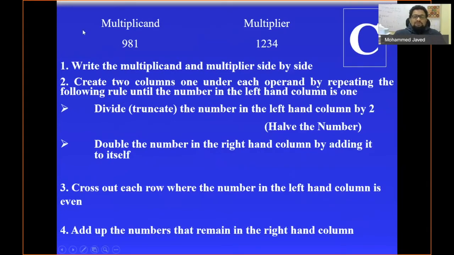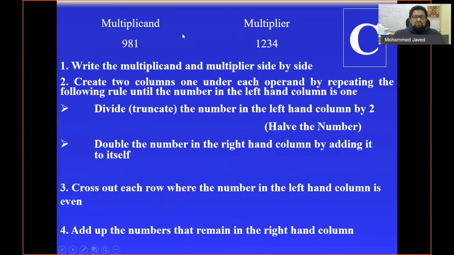Now coming to the same multiplication problem, the multiplicand and the multiplier. Here 981 is the multiplicand and 1234 is the multiplier, the same 3-digit and 4-digit numbers we have taken. This is the third algorithm which we are going to discuss, and the algorithm is very simple. We'll just try to understand these 4 steps, and in the next slide we will try to implement this idea.